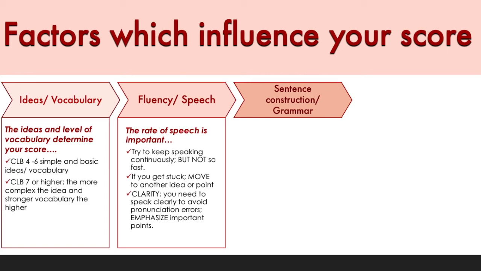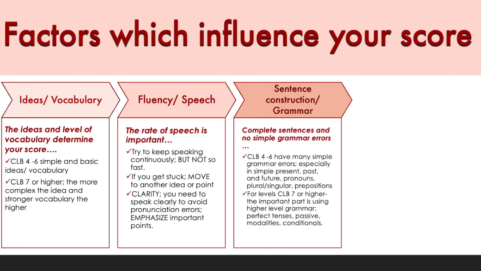Sentence construction and grammar. Complete sentences and no simple grammar errors. CLB 4 to 6 have many simple grammar errors, especially in simple present, past, and future tenses, pronouns, plural singular, and prepositions. For levels CLB 7 or higher, the important part is using higher level grammar. For example, perfect tenses, passive, modalities, and conditionals.